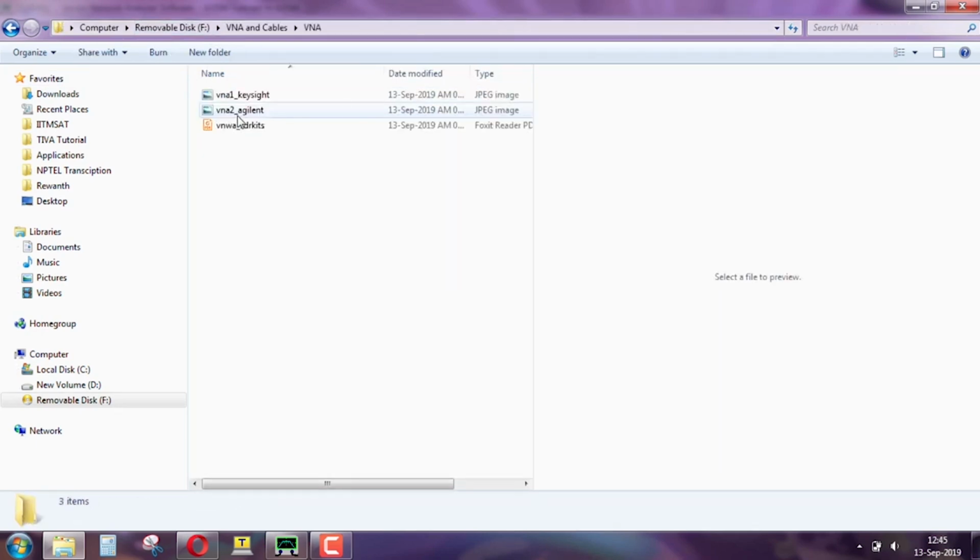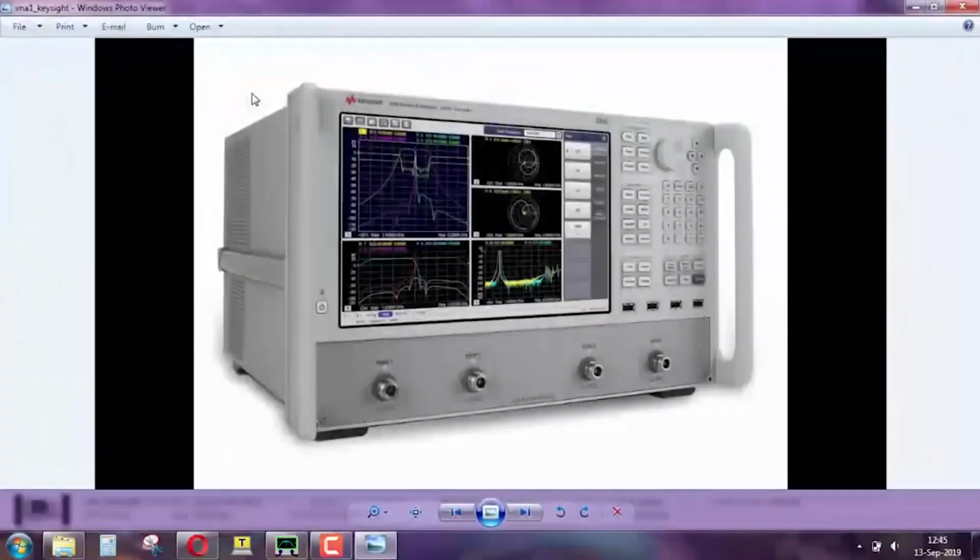In short, they are known as VNA, vector network analyzer. These are the equipments that are made. So, I will open one of them to show how it looks. Some people may have seen this and thought that these look like giant oscilloscopes. That's close to what one can guess.